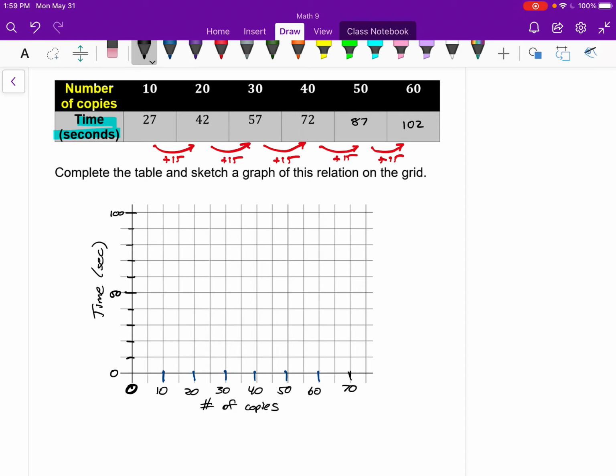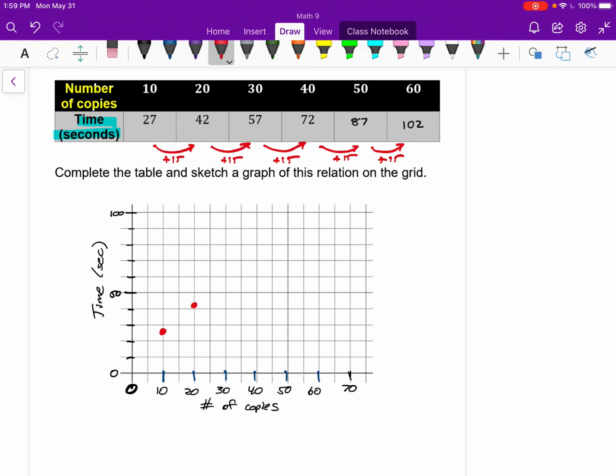All right, so now I just want to plot these points best I can. So 10, 27, 10 over, 27 up, roughly right there. 20, 42, roughly right there. And I will say, since I can see this relationship is linear, I know these points should form a straight line. The only reason they may not form a perfectly straight line is because I am kind of estimating exactly how high these are. But if I make a mistake, it should be quite clear.